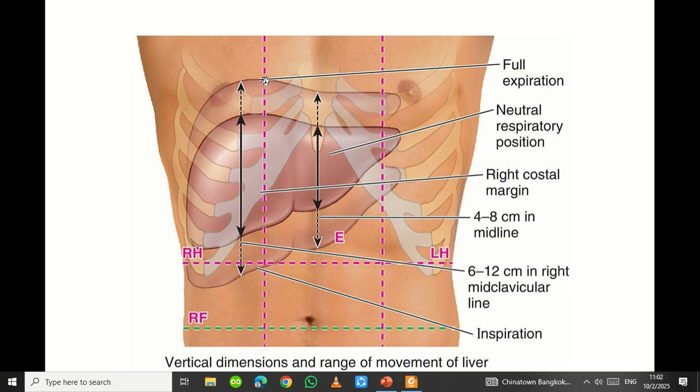So let's take a deeper look into the anterior surface and posterior surface of the liver. The diaphragmatic surface of the liver is convex. The visceral surface of the liver is concave, and it has impressions of visceral organs that the liver sits upon. So let's take a look.